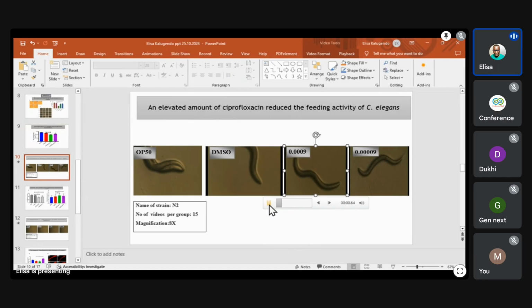But for the highest concentration, the animals were struggling to take food and you would not even easily see the pharyngeal pumping. At the lowest concentration, the pharyngeal pumping was seen taking place, but the food intake was poor. But there was no significant difference in our results at the lowest concentration. So we concluded that at the highest concentration, or elevated amount of ciprofloxacin, it reduces the feeding activity due to different reasons, one of them being interference with the neuromuscular junction or mitochondrial dysfunction. It means the animal lacked the energy for pharyngeal pumping activities, and hence there was poor food intake. The maximum number of animals used per group was 15, and the magnification was 8x.